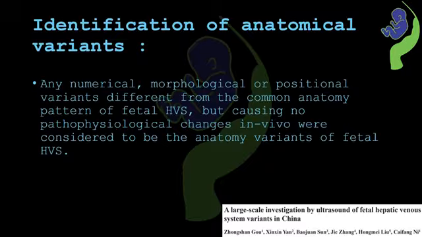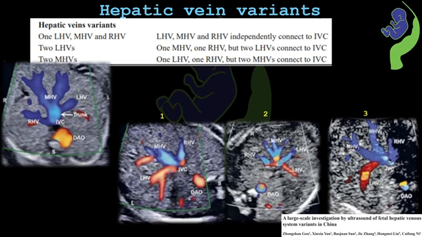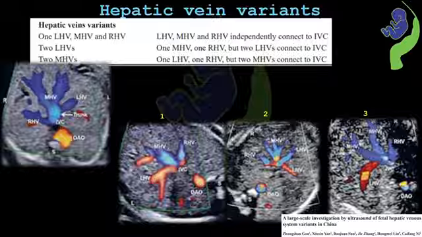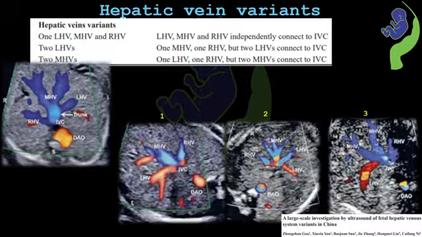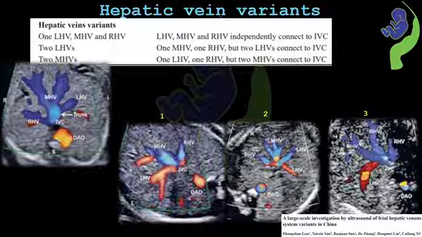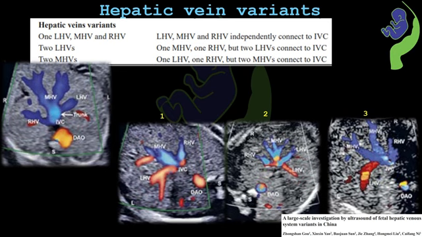Let's start with hepatic vein variants, which are relatively easy to understand. In the first image on the left, you can appreciate the typical arrangement of the hepatic veins, where you can notice that the middle hepatic vein and the left hepatic vein are joining together to form a common trunk before entering into the IVC. As discussed earlier, this pattern where the left hepatic vein and the middle hepatic vein unite is considered the most common and normal anatomical configuration of the fetal hepatic venous system.